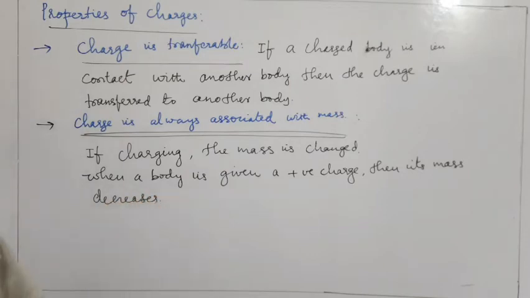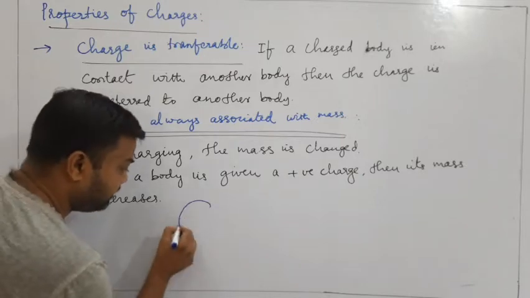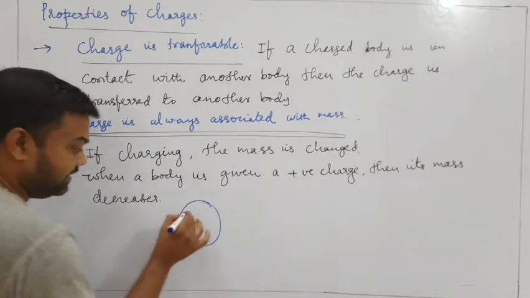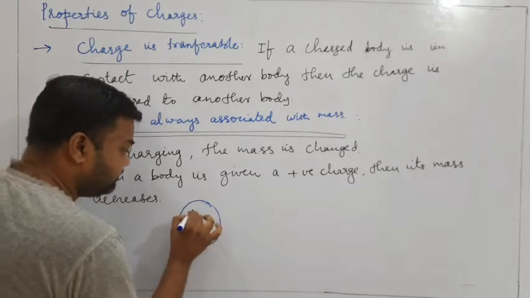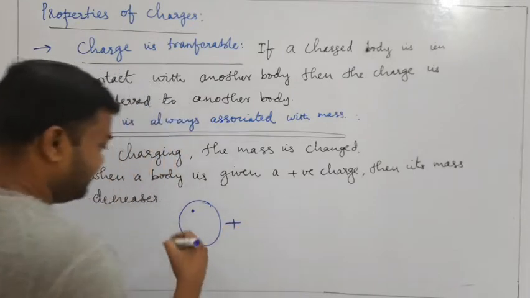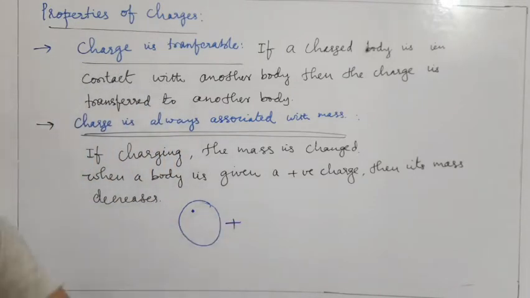How? Suppose there is a neutral body. In this we take one electron; that means we bring one electron out of it.